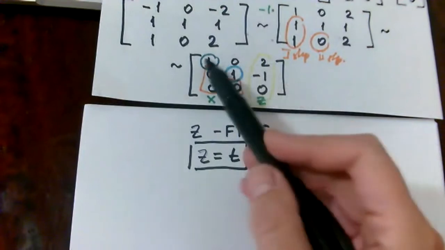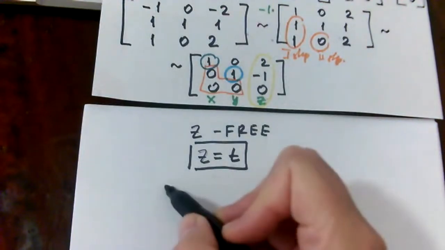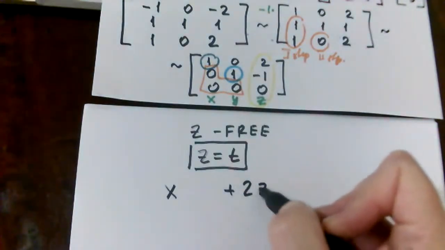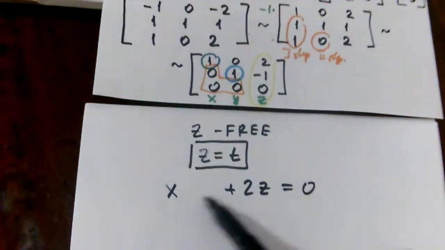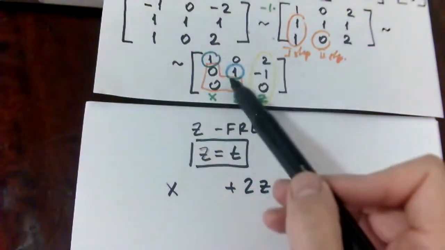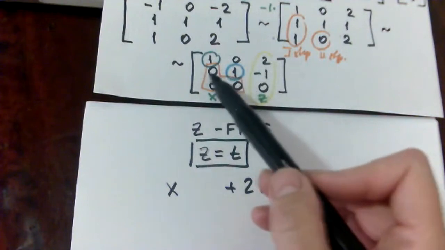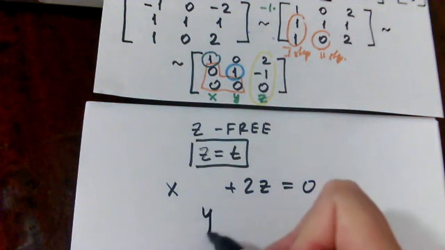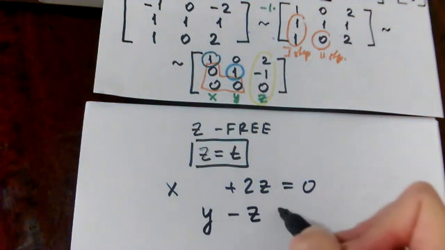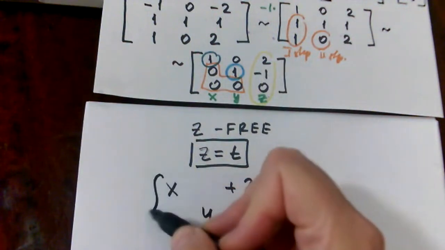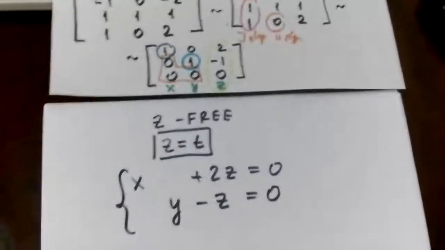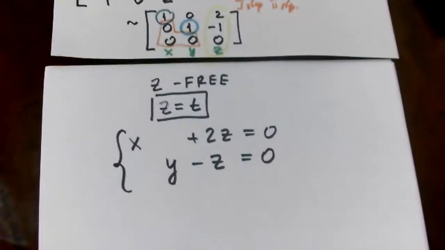It means that it could be written as an equation x plus 0 plus 2z is equal to 0. So this is the equation corresponding to the first row. And the second row looks like 0, 1, minus 1. It represents the equation y minus z is equal to 0. That's it. Because the third row is just zeros, it means that the third equation just disappeared in the process.